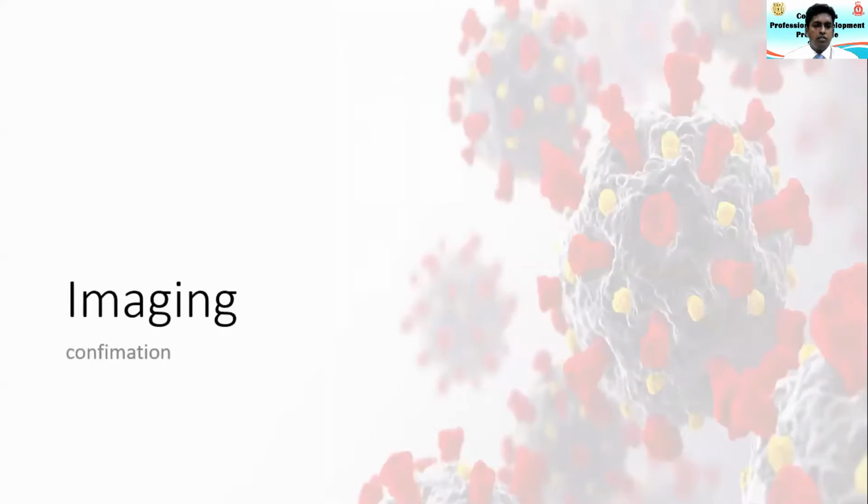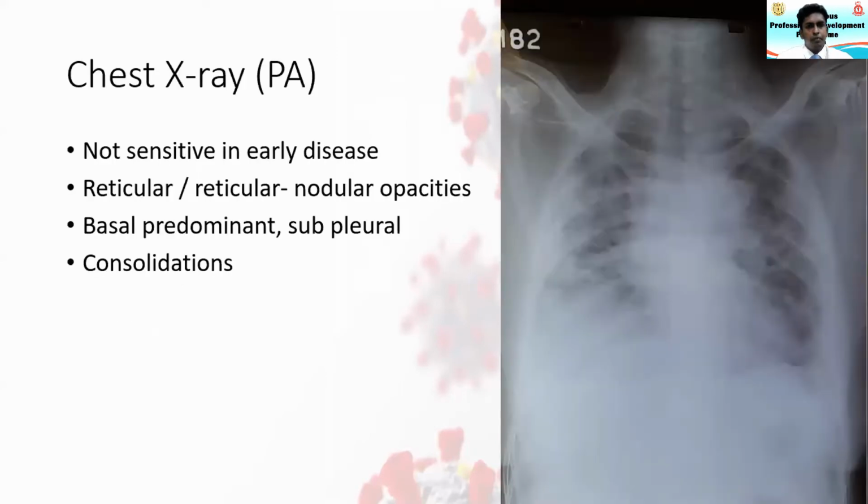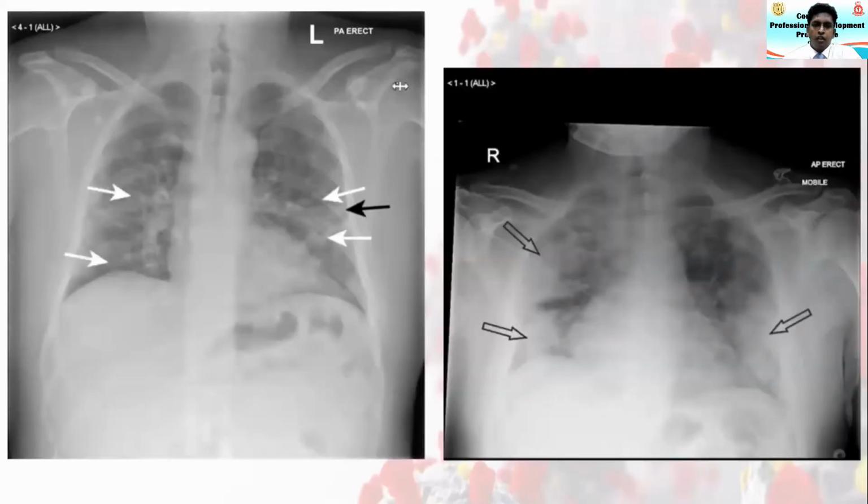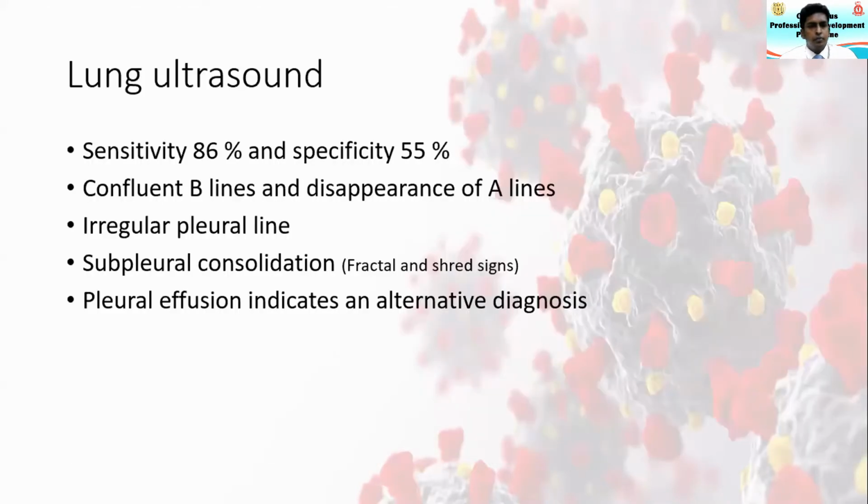So this is about the imaging. We do imaging for confirmation. Chest X-ray is not very sensitive in early disease, and as it goes along, you can see reticular and nodular opacities, which are basal predominant and subpleural, and later usually consolidation. You can see the yellow arrows showing some reticular opacities, the white arrows, and the black arrow shows linear opacities. And on the right side, these are the signs of consolidation, patchy opacities.